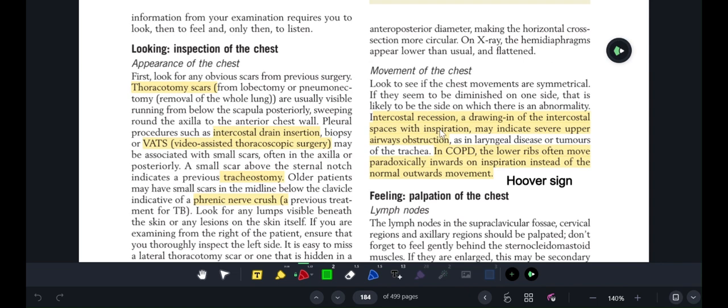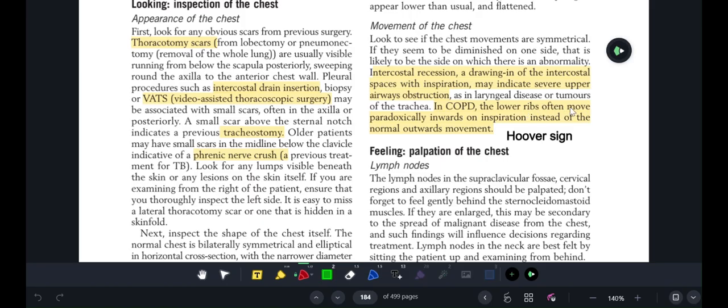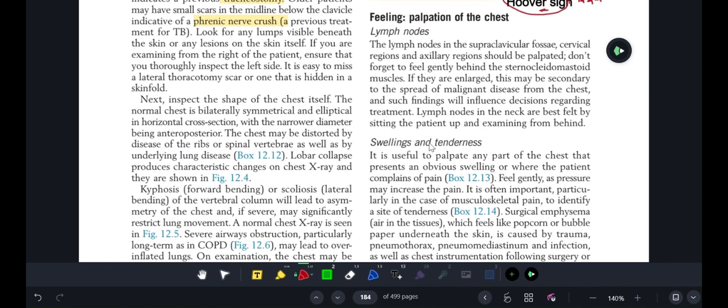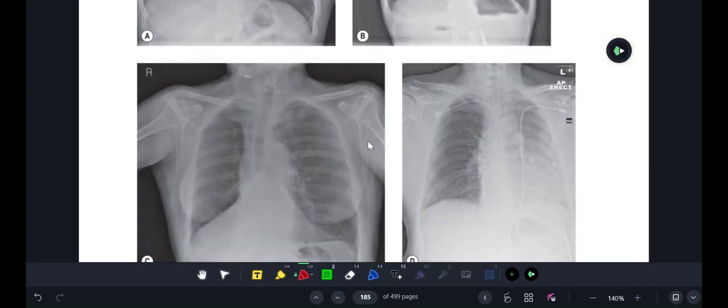For the movement of the chest, we look for intercostal recession, drawing in of the intercostal spaces with inspiration, suggesting some severe upper airway obstruction. In COPD, the lower ribs often move paradoxically inwards on inspiration instead of the normal outward movement. The contraction of the diaphragm rather pulls the lower ribs inwards, and that paradoxical inward movement is also called Hoover sign. So this Hoover sign is an important part. Besides that, there is another Hoover sign in the central nervous system, and I want you to mention it in the comments if you know it. And the lymph nodes, any swelling and tenderness, etc.